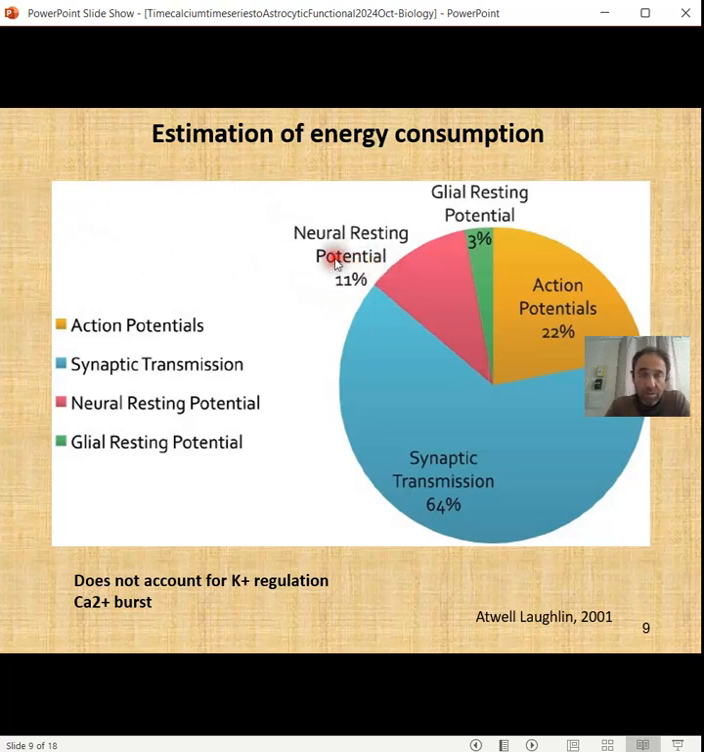Just to remind you, it is now very well known that it costs energy for this to function, but if you compare the amount of energy, at least for the resting potential, for astrocytes and glial cells compared to neurons, they are quite cheap in terms of energy consumption compared to the action potential, 22%, synaptic transmission, 64%, and so on. Yet, I think that we should really probably redo this calculation, accounting for example for potassium regulation or calcium bursts inside astrocytes.